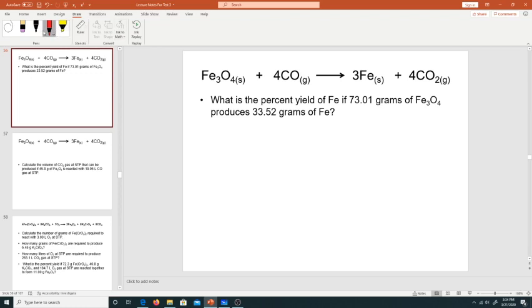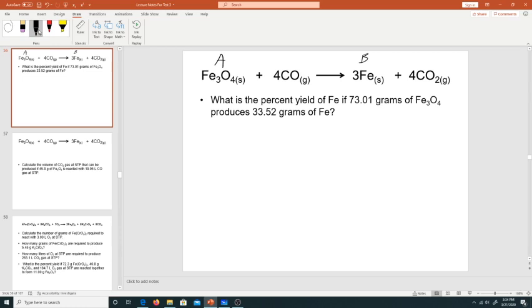Alright, so what's going on here? First of all, we're trying to find percent yield. That's my big question. Percent yield of iron, Fe. Since I'm trying to find something about Fe, that tells me my iron, Fe, is going to be my B in this problem, what we're trying to find. And I know I already have the mass of this Fe3O4. That's my A.